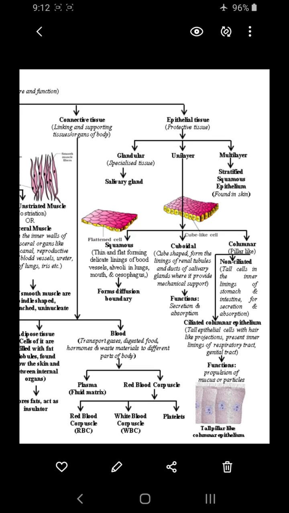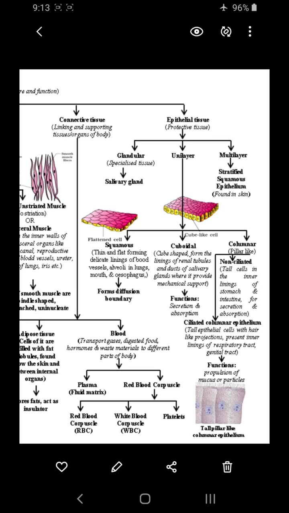Unilayer means those tissues which are made up of only one layer of cells. First is the squamous. Squamous cells are thin and flat, a delicate lining of blood vessels, alveoli in lungs, mouth and esophagus.